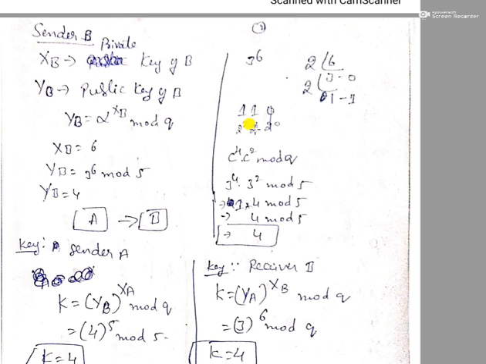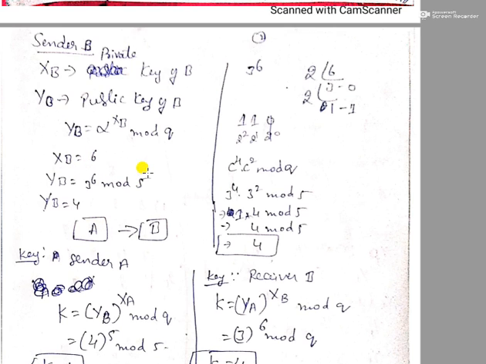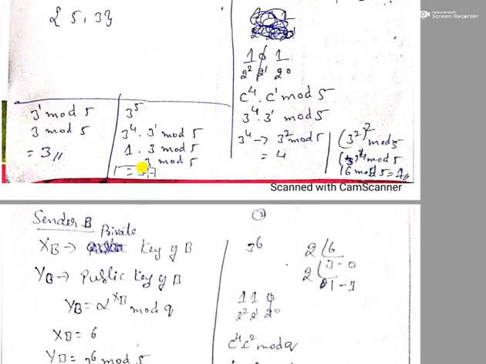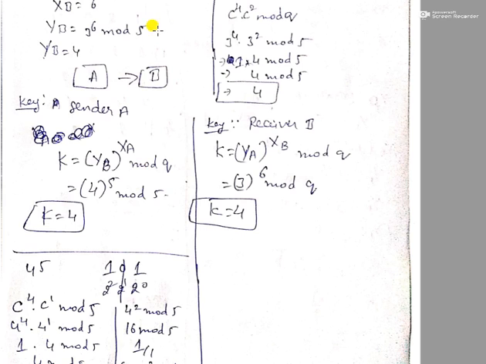So to calculate 3 power 6, the binary value of 6 is 110. Here we have 2 power 0, 2 power 1, 2 power 2; delete 2 power 0. So it is c power 4 into c power 2. c power 4 we already calculated, so it is 1. c power 2 is 3 square, which is 9 mod 5, which is 4. 1 into 4 mod 5 is 4. So the public key value of sender B or receiver B is 4. Okay, public key is 4, private key is 6. For B, private key 6 and public key 4; for A, 5 and 3. So next you generate the key. So this is the key for sender A.